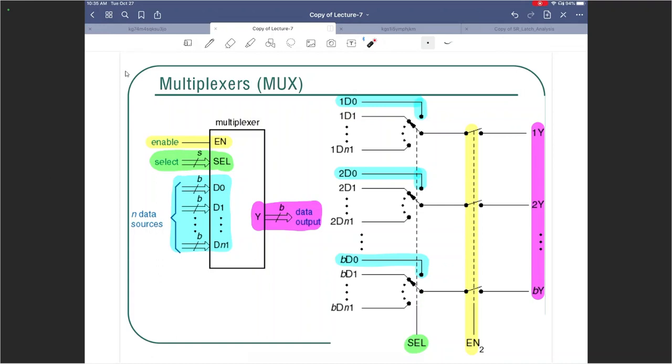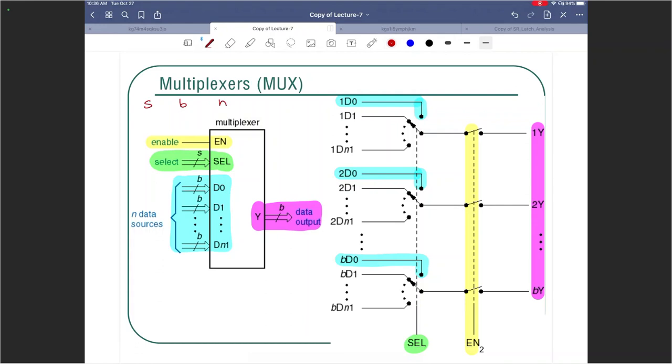Now, let us try to build some relationship between B and S. We have three variables: S for the number of select lines, B for the number of bits in each data source, and N data sources. Can you think of any relationship between S, B, and N? Not necessarily all of them, but maybe some of them. How many select lines would you need to select from four data sources? Two, right? If you have two select lines, then you can choose from four.